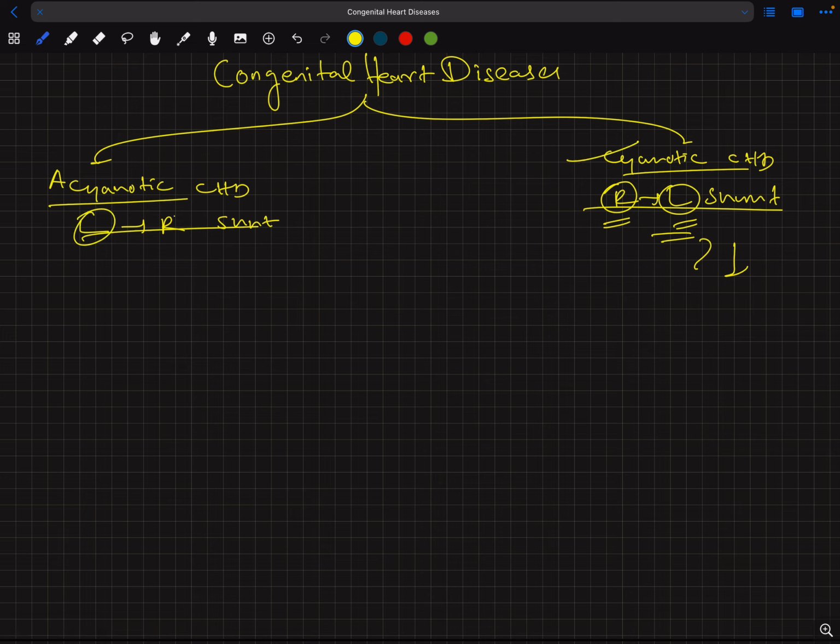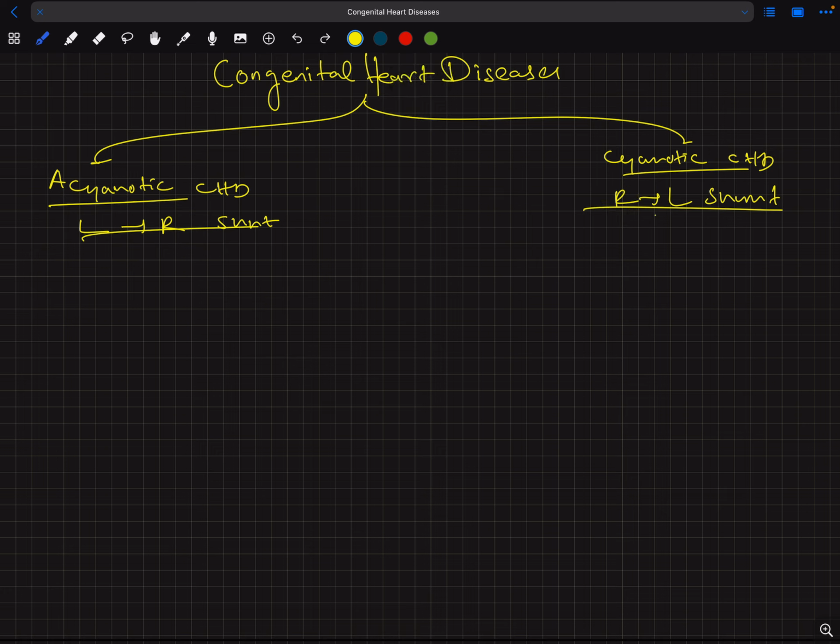In case of left to right shunt, the left side of the heart carries oxygenated blood and the right side carries deoxygenated blood. So if the oxygenated blood mixes with deoxygenated blood, there will be no cyanosis in this case. But in case of deoxygenated blood mixing with oxygenated blood, it will lead to development of cyanosis. So this is the primary difference between cyanotic and acyanotic congenital heart disease. Now we'll discuss the further subtypes.